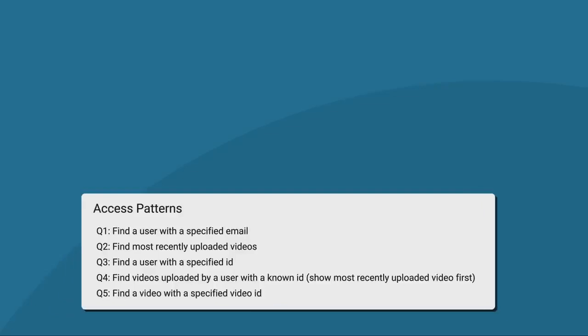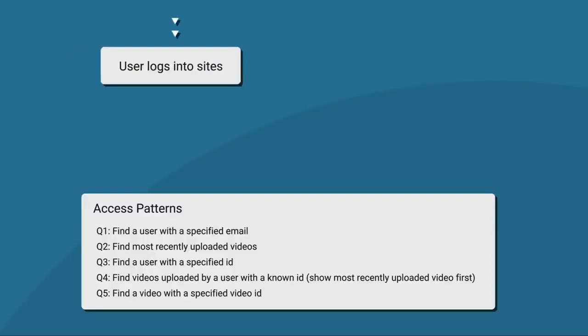The workflow and access patterns must be thought through before building the application. Think about how the application should work and how users should use it. For example, you may want one query to run when a user logs into the site. This query will perhaps find the user with a specified email address.